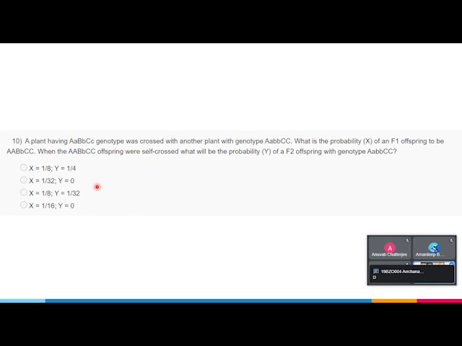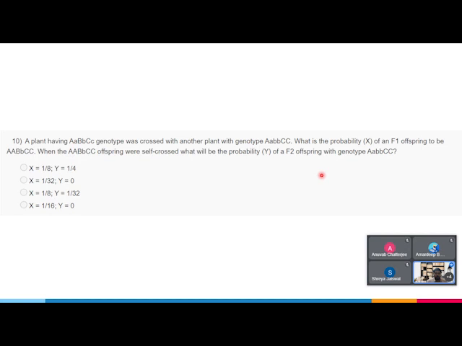So Archana goes ahead and says that the option is D, x equal to 1 by 16 and y equal to 0. I would encourage everyone else to try and answer this as well. Get a pen and paper and try this out. Just do the monohybrid process for the individual traits A, B, C, and then find the conditional probability that this particular genotype occurs or not. And the same in the second case as well. Get a pen and paper.